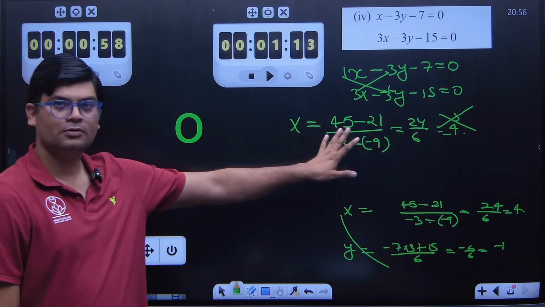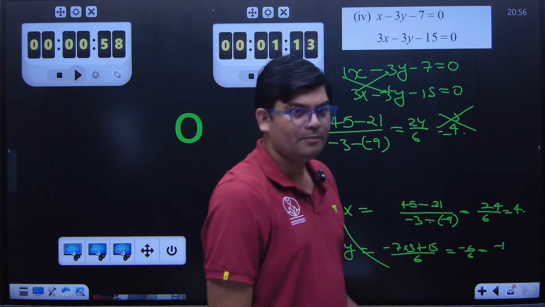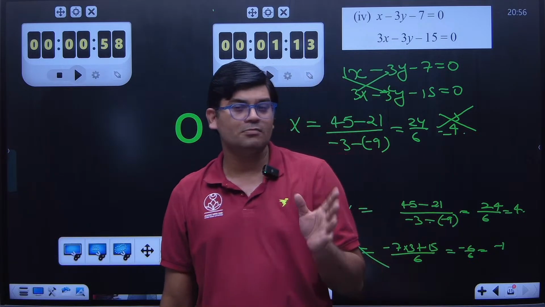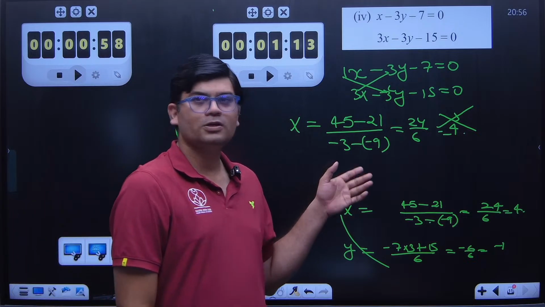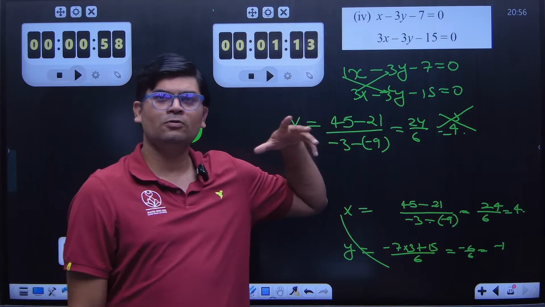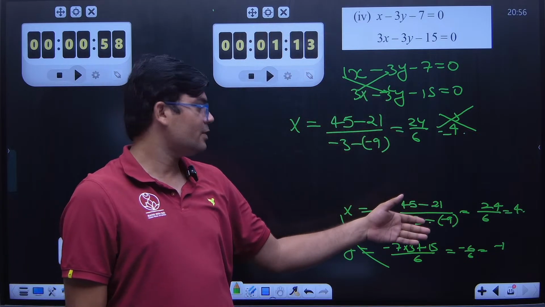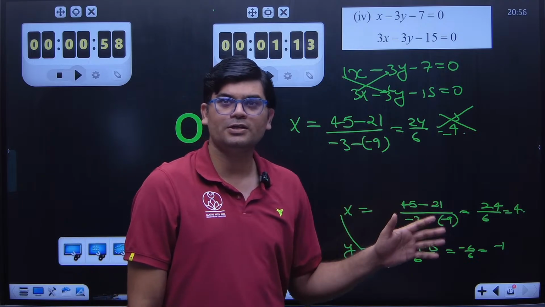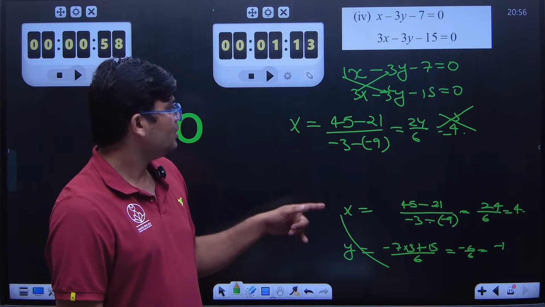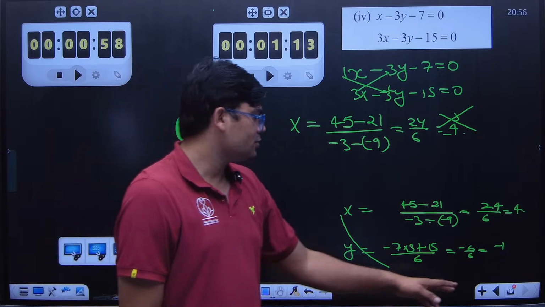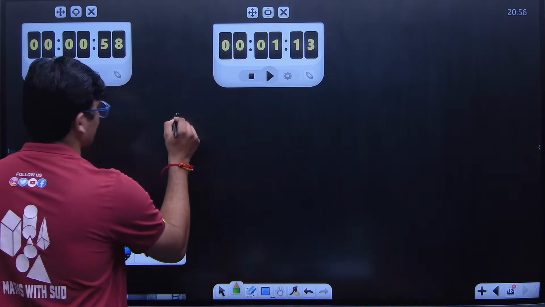You understood? This is also a method, but it requires a lot of practice. If you have done more than 50 questions with this, then only will I ask you to do this. Otherwise, in the 13 seconds I won't let you do this question, because it requires a very high precision of accuracy to do this. Okay? Okay, sir.